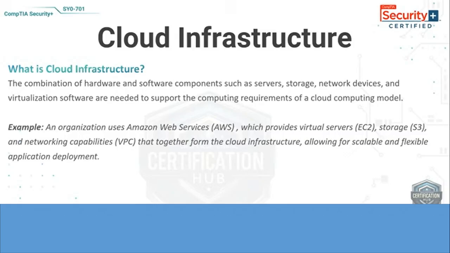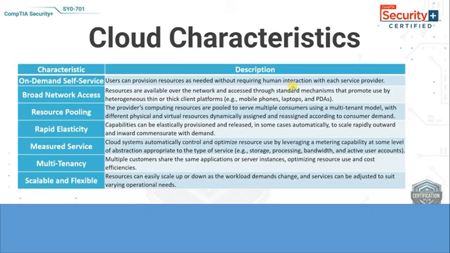Cloud infrastructure is the combination of hardware and software components such as servers, storage, network devices, and virtualization software needed to support the computing requirements of a cloud computing model. This is the cloud infrastructure. For example, an organization uses Amazon Web Services, which provides virtual servers with EC2, storage with S3, and networking capabilities like VPC that together form the cloud infrastructure, allowing for scalable and flexible application deployment.